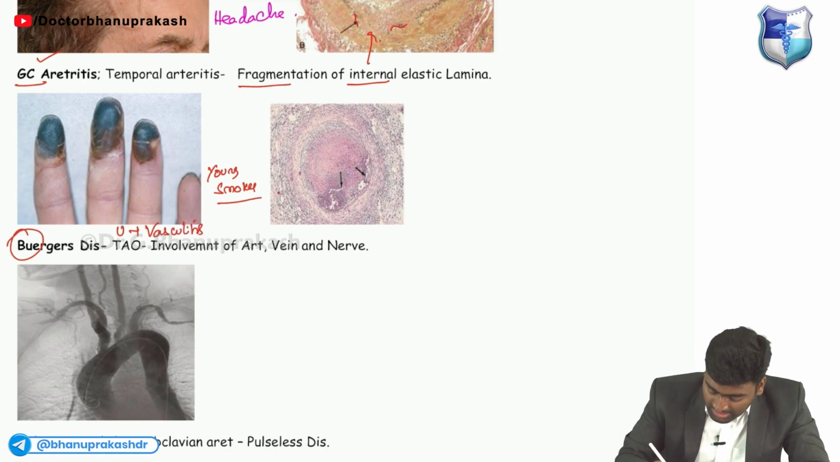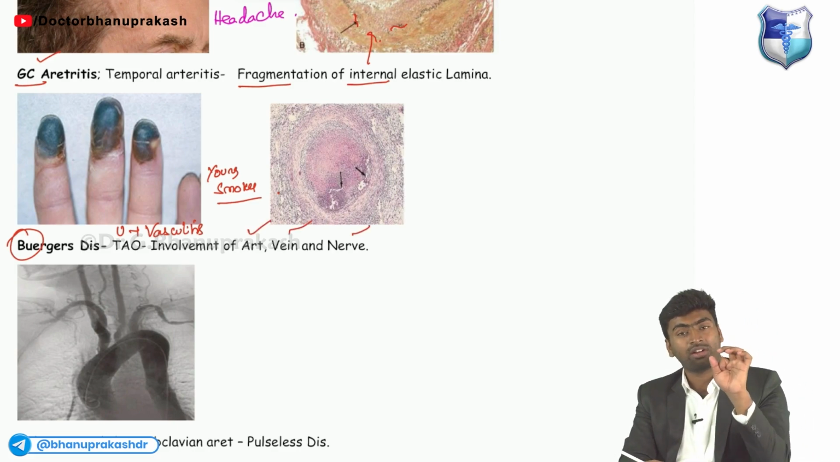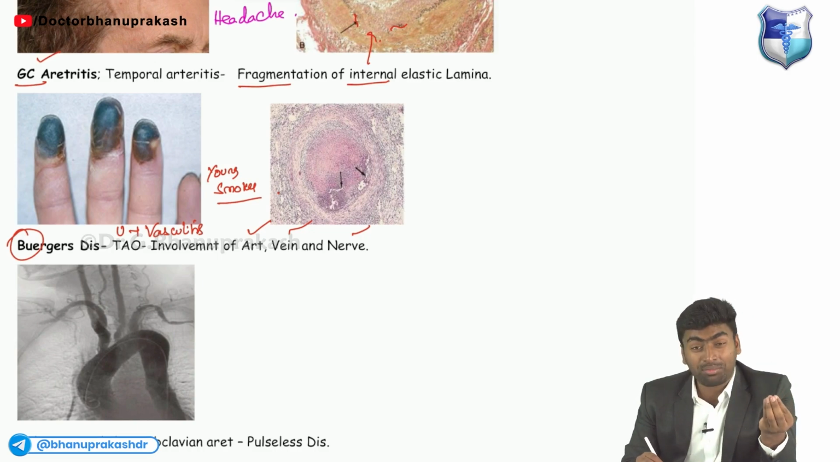And in a case of Buerger's disease, there will be involvement of arteries, veins and nerves. So this will cause occlusion of them and it will cause inflammation over it. So Buerger's disease is this involvement of artery, veins and nerve.